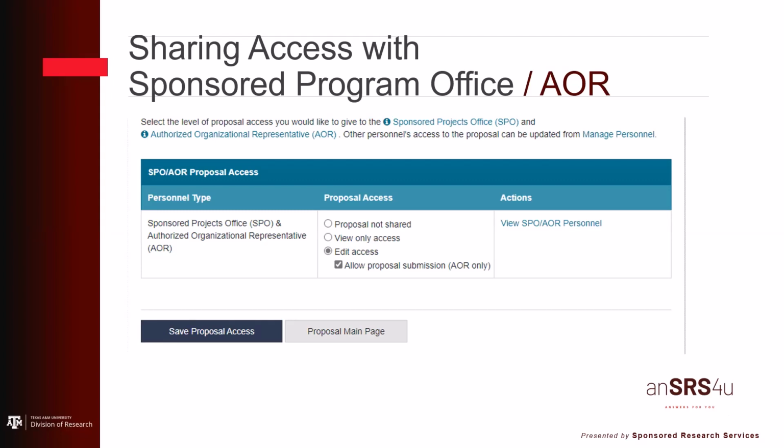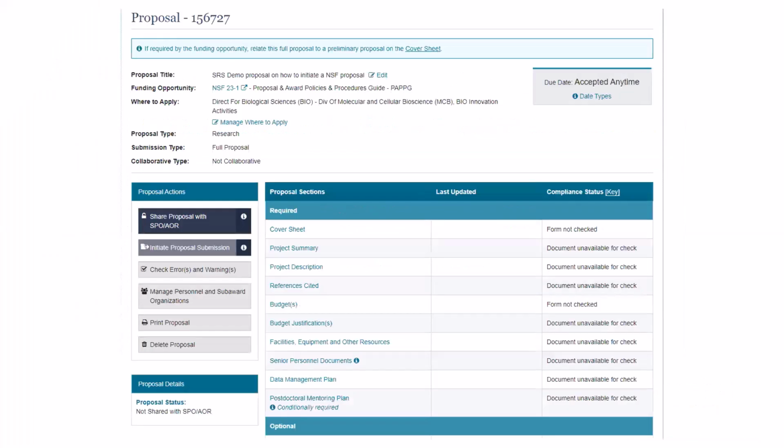As soon as that's clicked, the radio button is selected, and that allow proposal submission is checked, you want to make sure to hit that save proposal access, and your SRS proposal administrator will get a ping and an email that access has been shared. We're diving back into the main page. This is kind of your home base for your proposal.